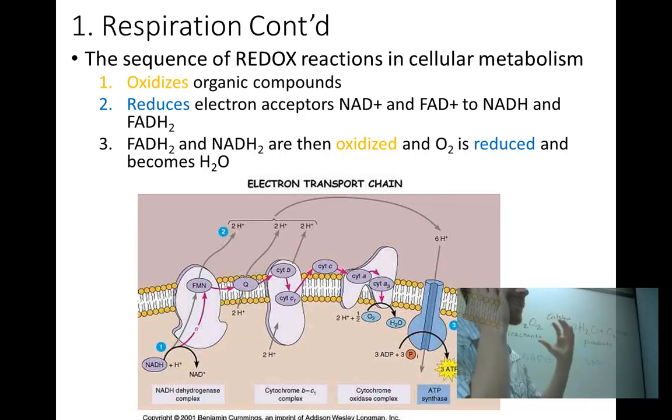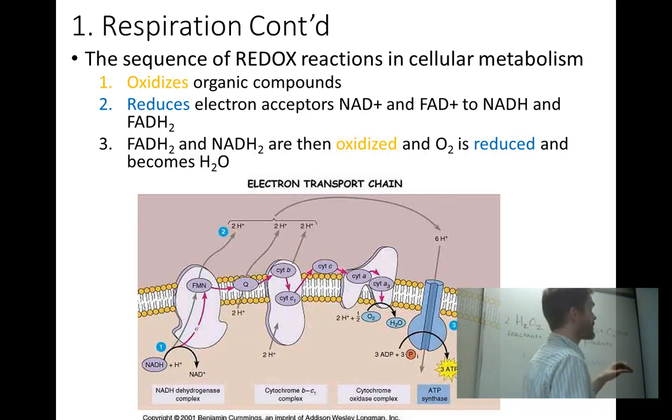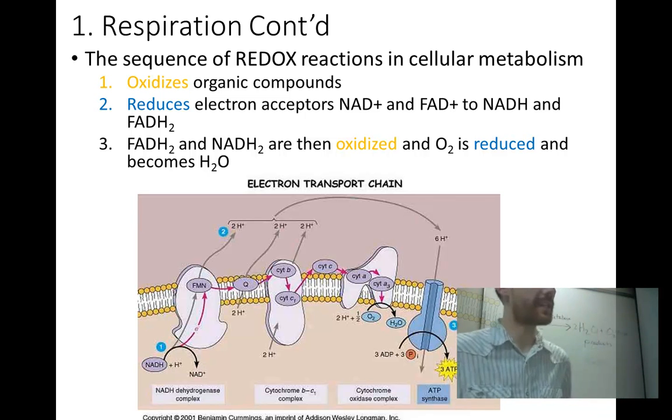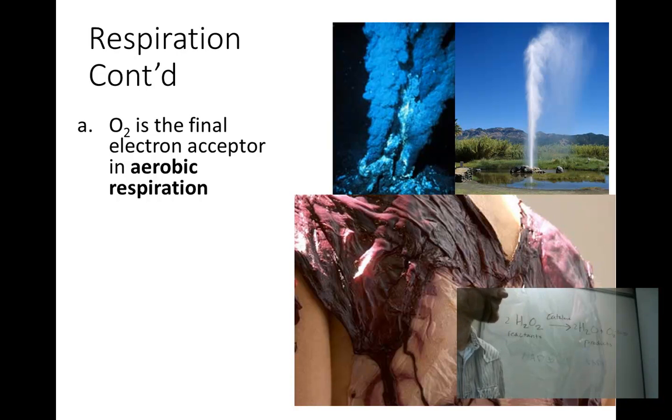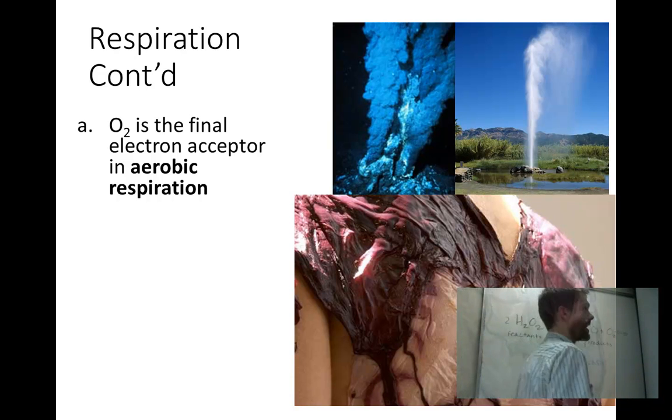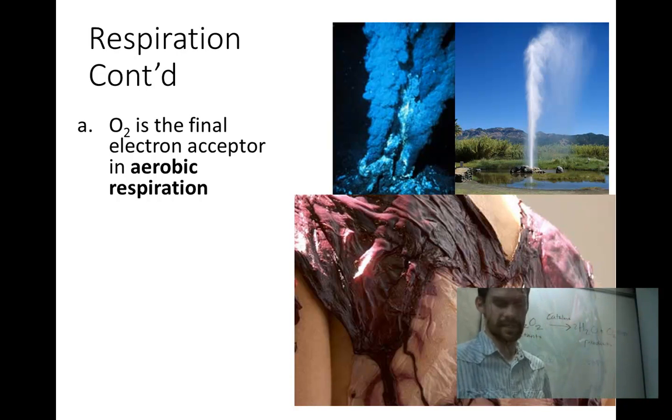So this is the reason why you breathe in oxygen. It's so that when you break down glucose or other molecules, you have an acceptor for electrons, and it's converted into water. And we'll go into more detail in a minute. So again, oxygen is the final electron acceptor in aerobic respiration.